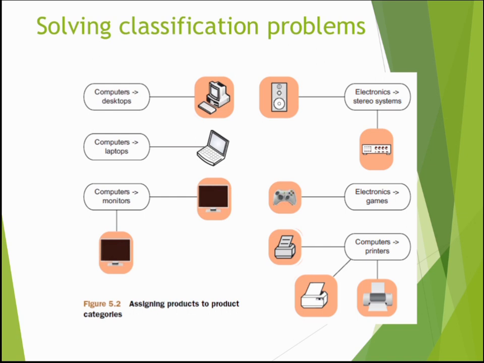Solving classification problems. Here we see the example of assigning products to product categories. So we have many categories here: desktops, laptops, and monitors, all of which come under computers. The next category is electronics. Under that we have games and stereo systems.